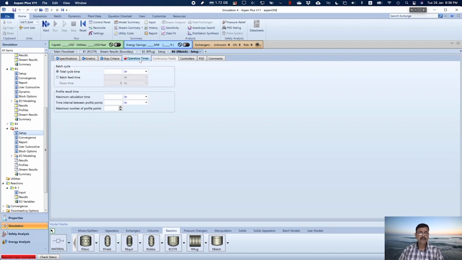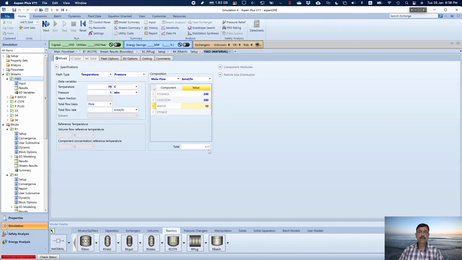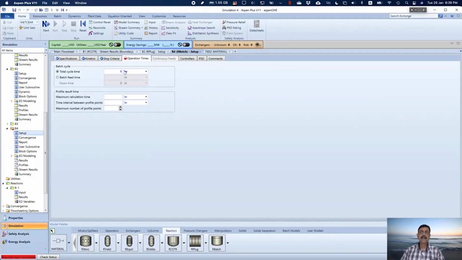It is very important. This is the total cycle time. In other words, you can say it is the total batch time. Okay, so if we give 1 hour, then you can compare with the feed stream. The feed stream is 410 kilomole per hour. So if your batch cycle time is 1 hour, then your batch charge is 200 kilomole of ethanol, 200 kilomole of acetic acid, and 10 kilomole of water. That is your batch size. So by specifying the total cycle time, you are actually specifying the batch size. And here you make it purely batch.